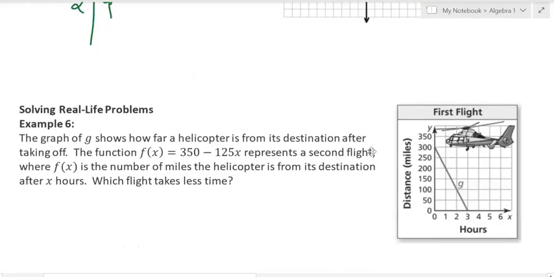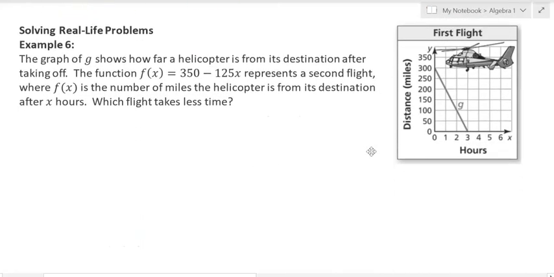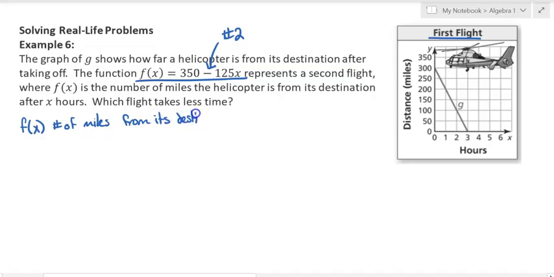Okay, so we did these problems yesterday. Let's go down and look at example 6. All right, so it says the graph of g shows how far a helicopter is from its destination after taking off. So this function represents a second flight. So you have your first flight in the graph. This equation is the second flight, flight number 2. All right, f of x is the number of miles it is from its destination. So f of x is the number of miles, not that it's traveled, from its destination. All right, x is how many hours it has been traveling.